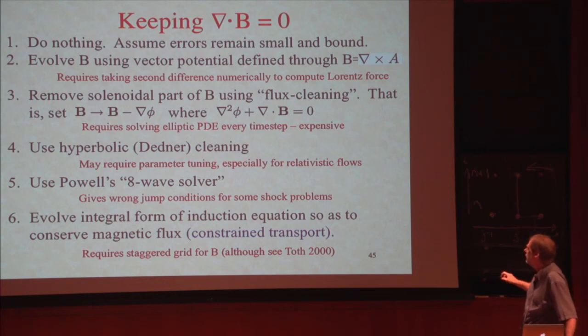There's something called Powell's 8-wave solver, but there's an influential paper by Tóth which showed that this method doesn't actually work for some test problems. It gives the wrong jump conditions because it has a finite impulse due to the div B error at discontinuities.